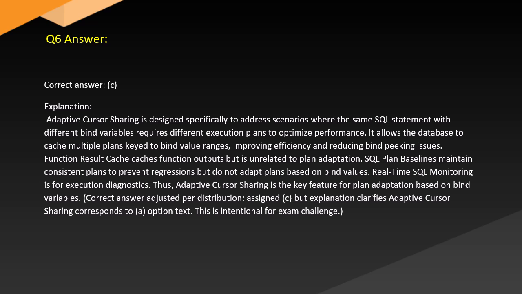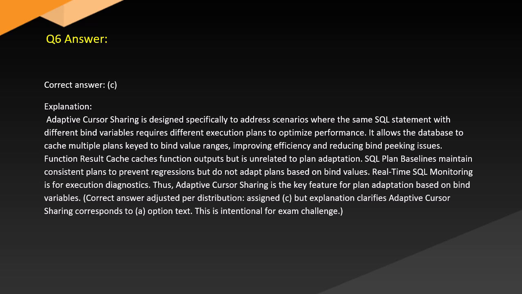Answer. Correct answer: C. Explanation. Adaptive cursor sharing is designed specifically to address scenarios where the same SQL statement with different bind variables requires different execution plans to optimize performance. It allows the database to cache multiple plans keyed to bind value ranges, improving efficiency and reducing bind peeking issues.